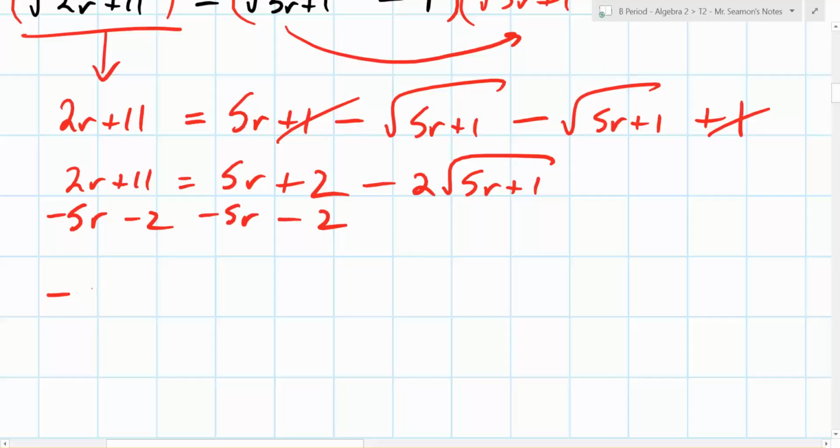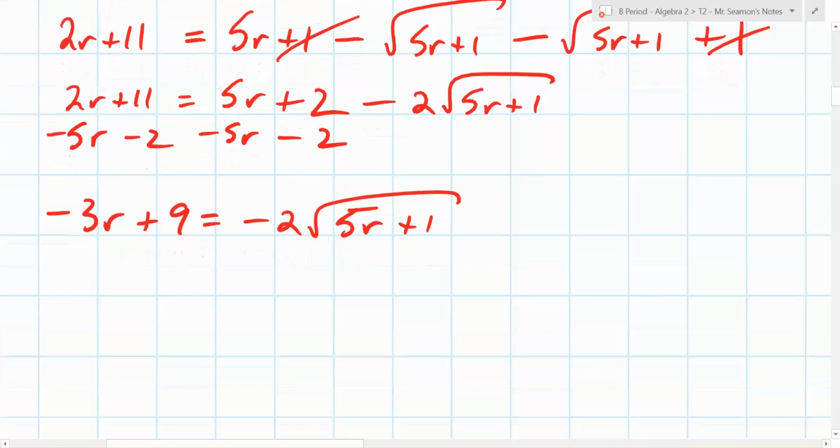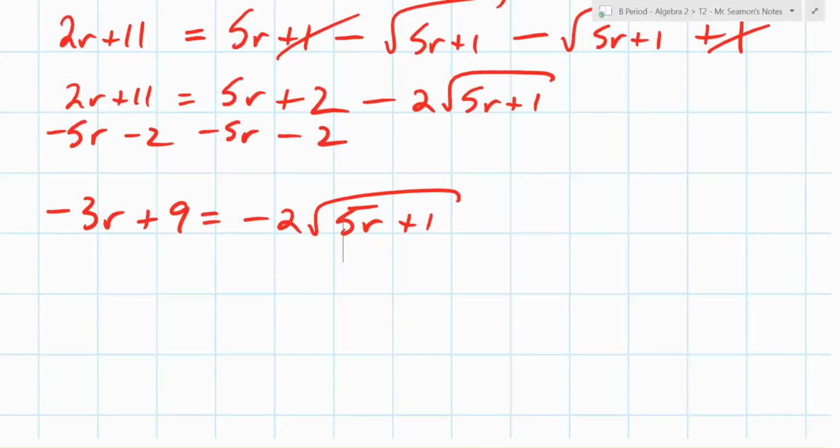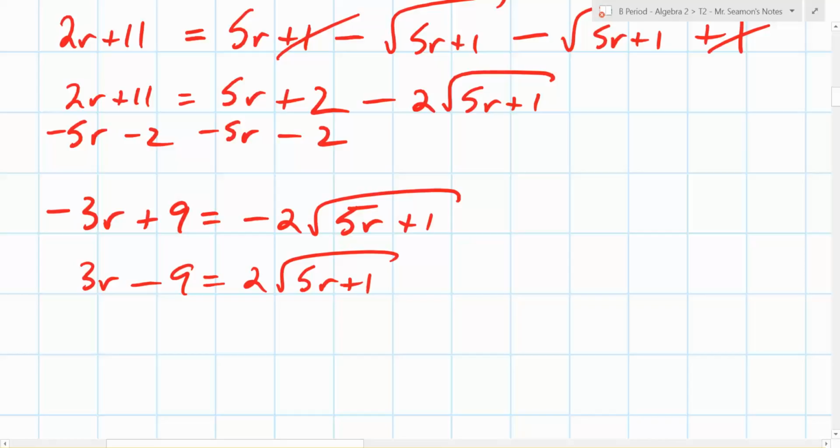Negative 3r plus 9 is equal to negative 2 times the square root. If you wanted to, you could multiply everything by negative 1. If it was me, I would. I like to minimize the number of negative signs. So if I multiply everything by negative 1, what do I end up with? 3r minus 9 equals 2 times the square root. Now what do I do?